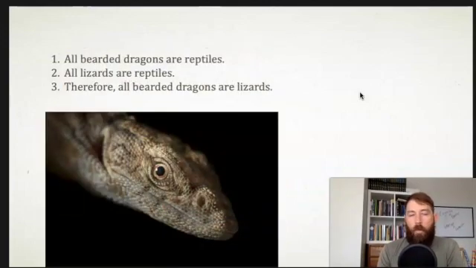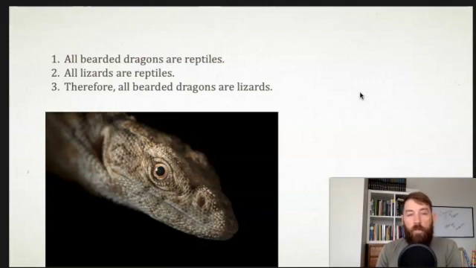Think about this one too. We saw this form of argumentation as well when we were going over the counterexample method. This one also has a problem with the form of the argument. Both of the premises here are true, and the conclusion also is true. Bearded dragons are lizards. You can go to PetSmart and see a bearded dragon if you've never seen one. Okay, so where does this one go wrong? Well, the form of the argument is bad, so this one commits a formal fallacy. And we could isolate the form of the argument. All A are B, all C are B, therefore all A are C.